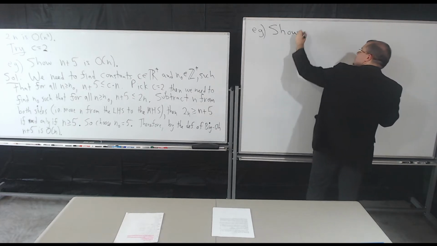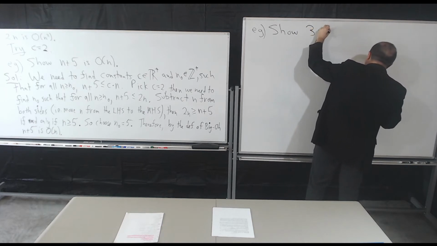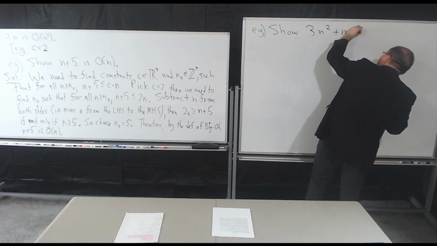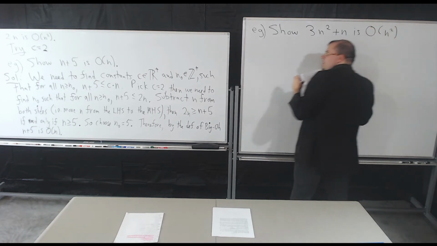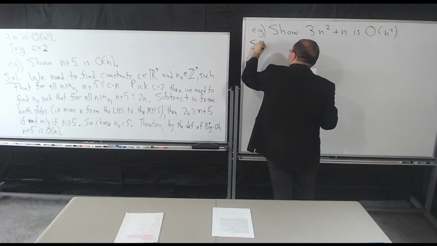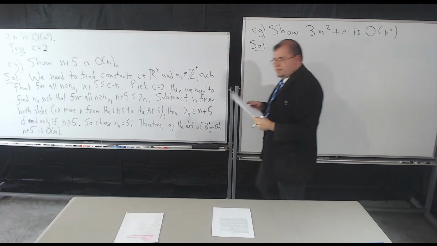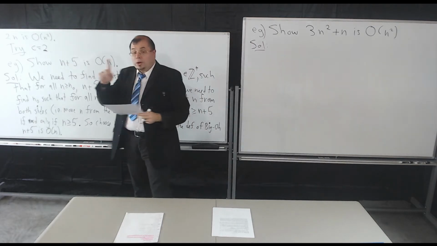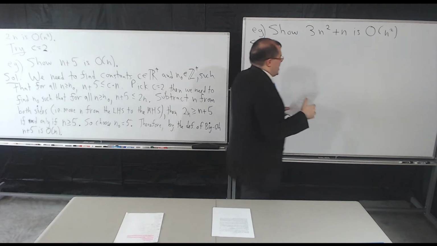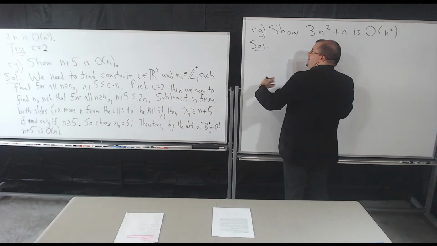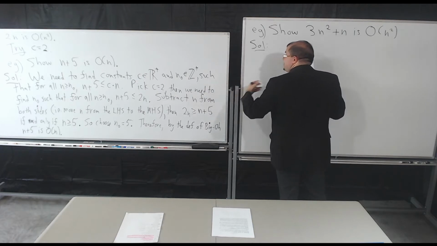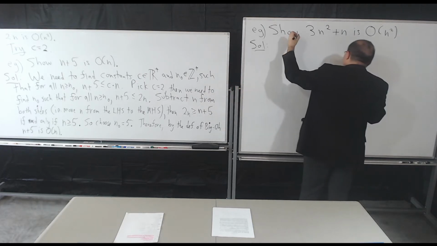So show that 3n squared plus n is big O of n squared. So what's the first thing we do? We say what we're going to do, right? What I call the game plan. So this is just what I call it. Somebody else might call it a strategy, how I'm going to prove the claim.